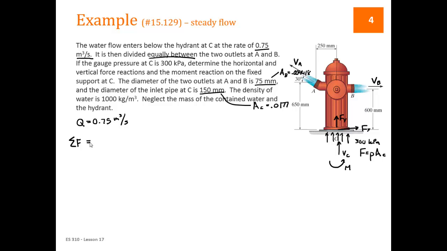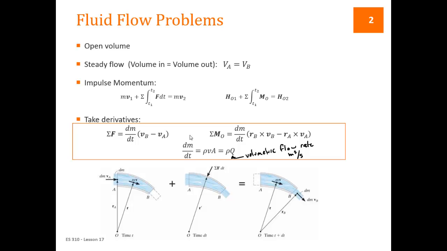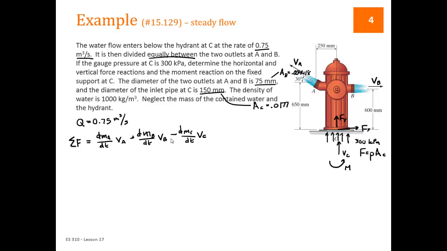So the sum of the forces is going to equal the time derivative of mass A times the velocity A plus the time derivative of mass B times velocity B minus the time derivative of mass C times velocity C. Notice this looks a little bit different from the equation we had previously on the slide, because in this equation right here we only have one entrance and one exit. So we don't have to split those masses in half, whereas here, we have one entrance and two exits.